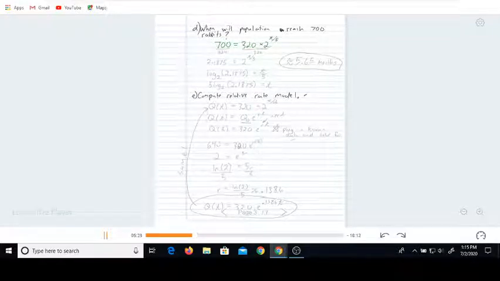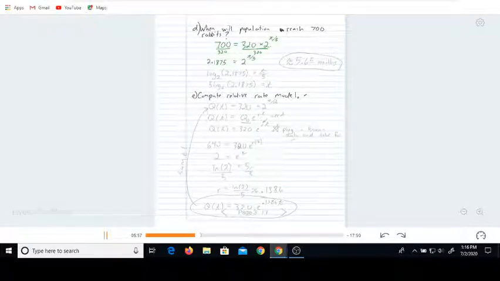And what we need to do is now go ahead and solve that. So we can go ahead and divide both sides by 320. And again, this comes from using our function in part A. We just plugged in 700 for the quantity. So that's 2.1875 equals 2 raised to the t fifth.